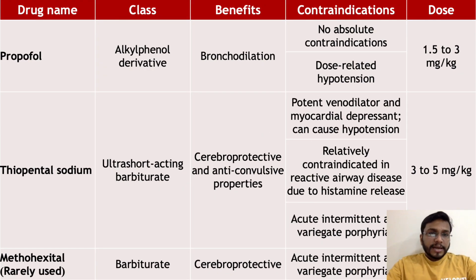Then the next drug is Propofol. Propofol is a bronchodilator, but the problem again is that dose-related hypotension can occur. It's 1.5 to 3 mg per kg is the dose.